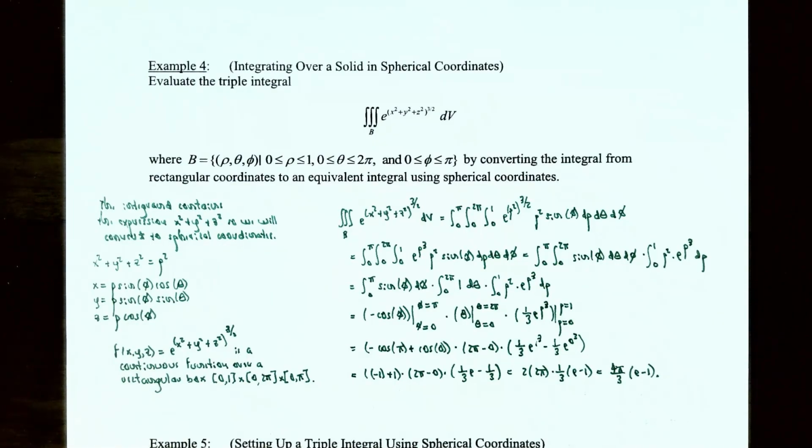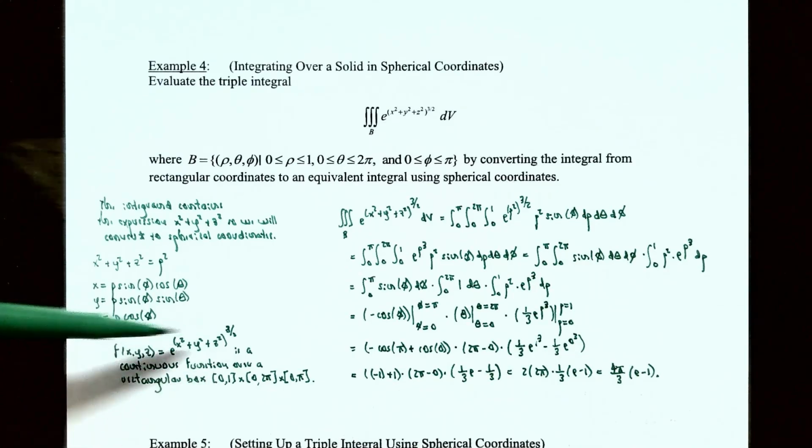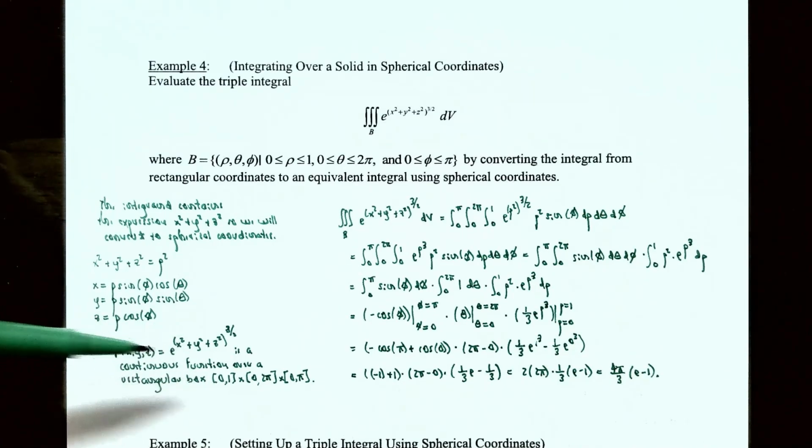And then anytime that we have an x, we'll have x replaced with rho sine phi cosine theta. Y is equal to rho sine phi sine theta, and then z is equal to rho times cosine phi. So that means the integrand f of x, y, z, which was e to the power of quantity x squared plus y squared plus z squared raised to the 3/2 power, it's a continuous function over this rectangular box, which is described using spherical coordinates. We'll change this function to be e to the rho squared to the 3/2 power. That will simplify to become e to the rho cubed power.